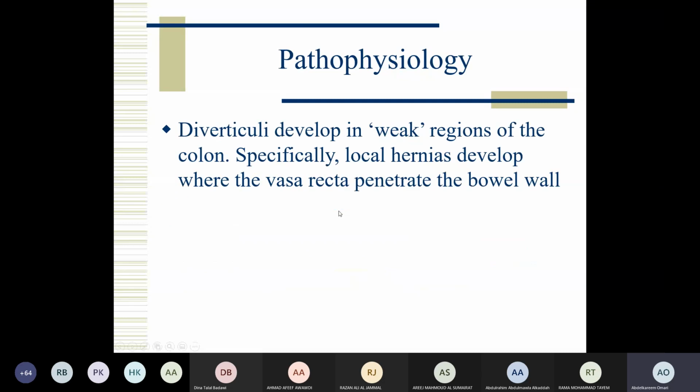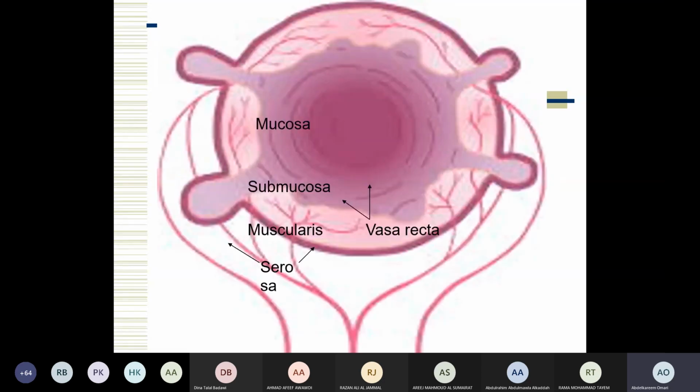Now, pathophysiology زي ما حكينا شباب, diverticuli develop in weak regions of the colon, especially local hernias develop where the vasa recti penetrate the bowel wall. اللي هن blood vessels زي ما حكينا. Just like this. See how just the entry of the blood vessels. This is the vasa recti, this is the muscularis, these are the outpouchings of the mucosa.